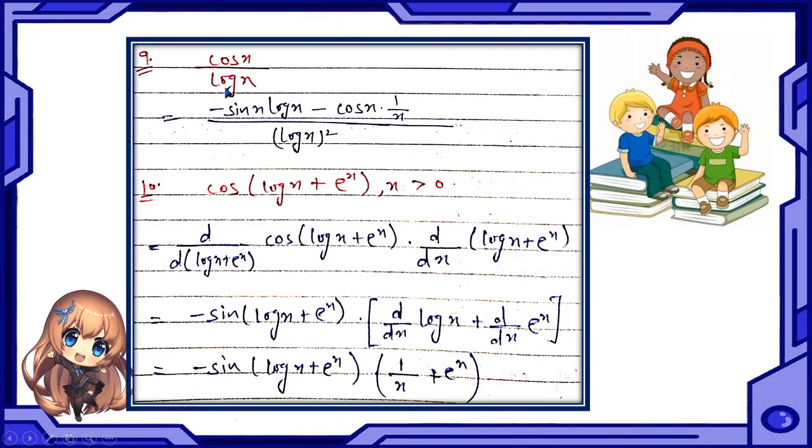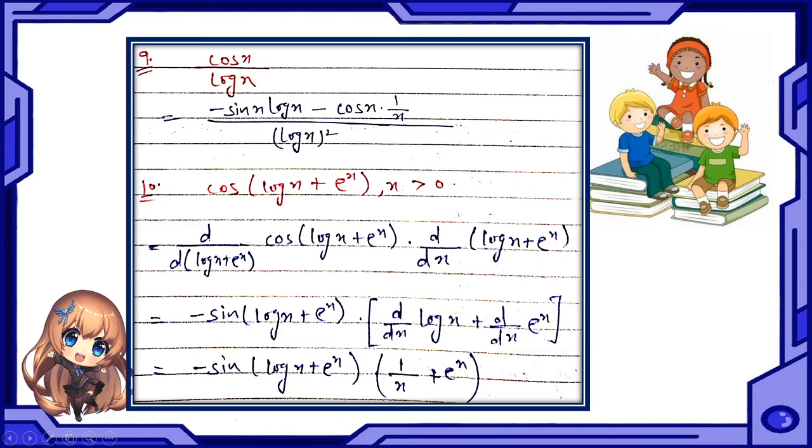Question number 9, cos x upon log x. Here simply, students, you can apply quotient rule and get the answer. 10th question, cos of log x plus e power x. Again chain rule. First of all, derivative of this cos with respect to this term log x plus e power x, then derivative of this term with respect to x. Here derivative of cos x is minus sin x, and here you have studied algebra of derivatives. So a plus b, whole derivative is derivative of a plus derivative of b. So we are applying the same thing.